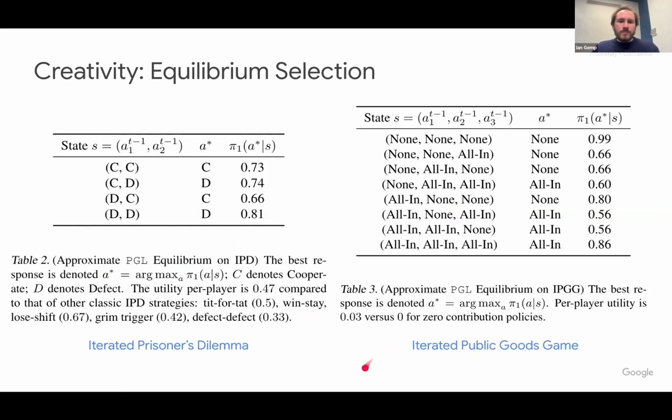So in the iterated prisoner's dilemma, our algorithm converges to something that, yeah, the utility per player is 0.47 compared to that of some other IPD strategies. Tit for tat is 0.5, which is slightly better. Win-stay, lose-shift is 0.67, which is much better. 0.42 is worse than what we're converging to, and defect-defect is the worst. That's the Nash of the stage game.